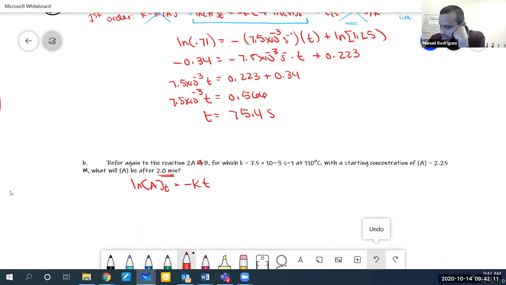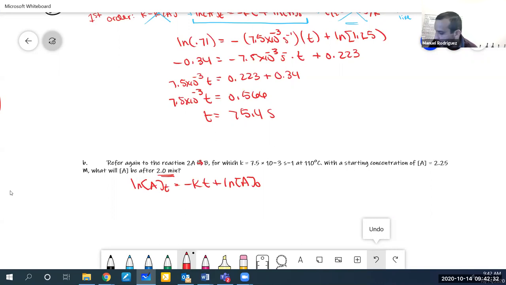And I like using the first order because I feel like out of all of them, the first order is the hardest one because we have to use natural log with them. The zero order and the second order are a little bit easier because there's no natural logs. So we got all of that.